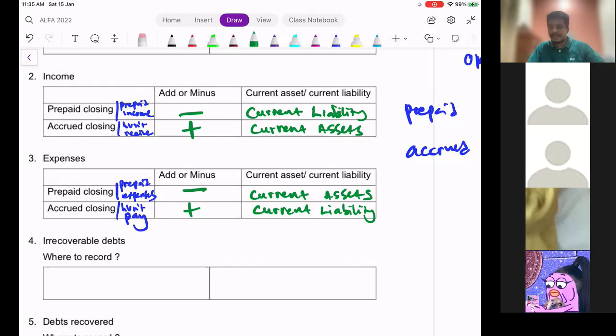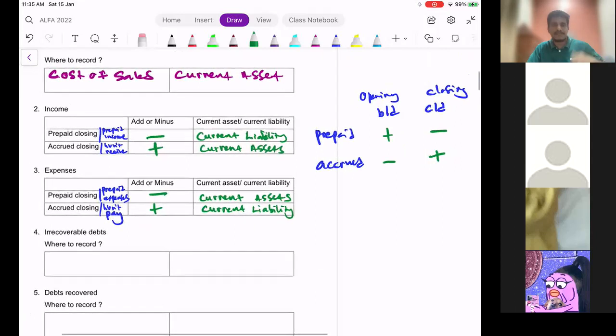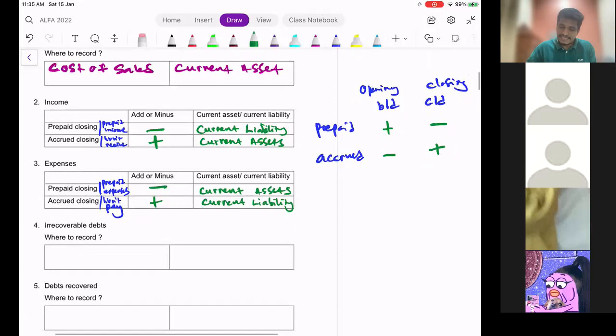Okay, I give you 1 minute. Can you try to digest this income and expenses? Digest this, then we'll continue. Any question, ask me. If you don't understand anything, please ask me.